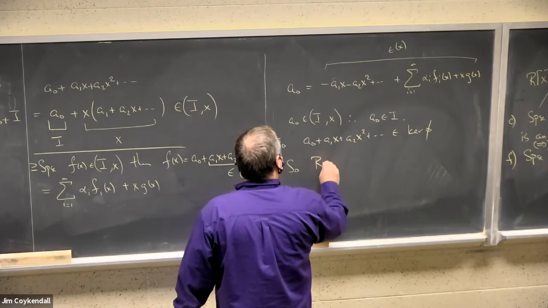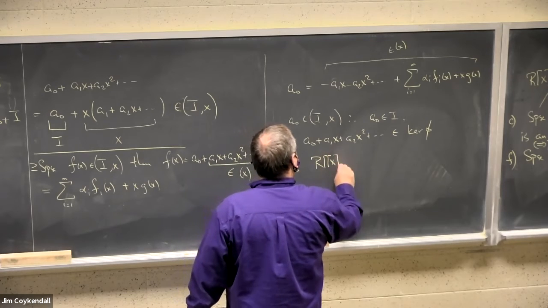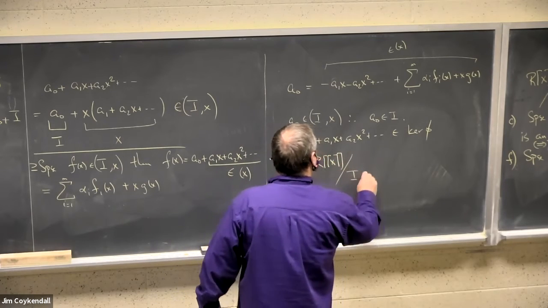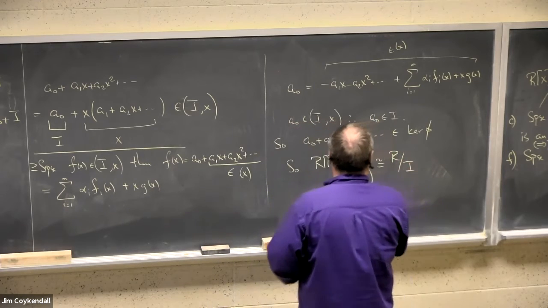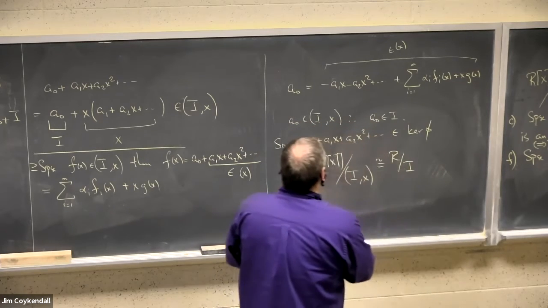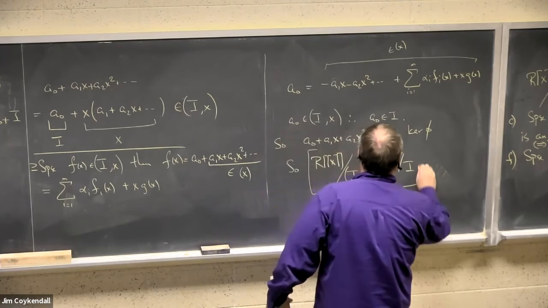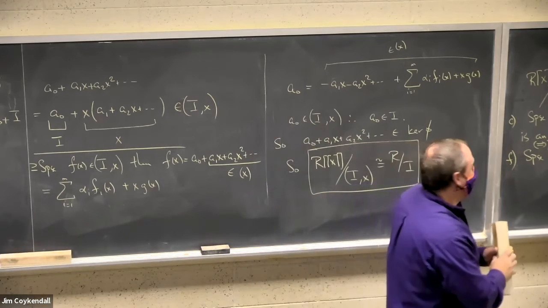So R power series in x mod the kernel is isomorphic to R mod I. And now that we've got this, that's the death grip right there.